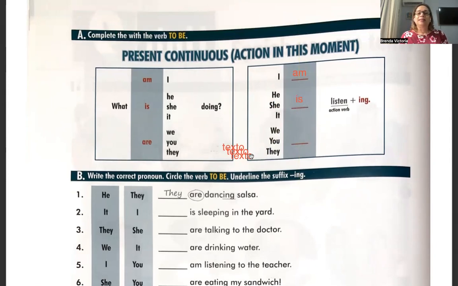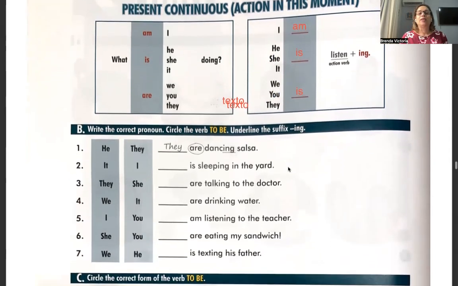And in this case, is as well. Okay. Now here, what do we have here? Let me put this in here. We need the correct pronoun. We have the verb to be, and then the next verb in ing, and we need to choose the correct pronoun. In this case, they are dancing salsa.